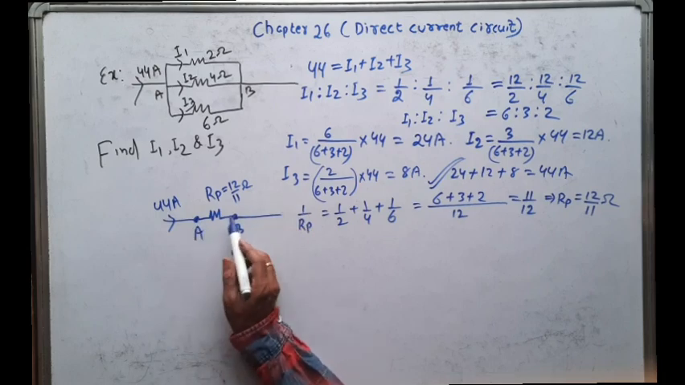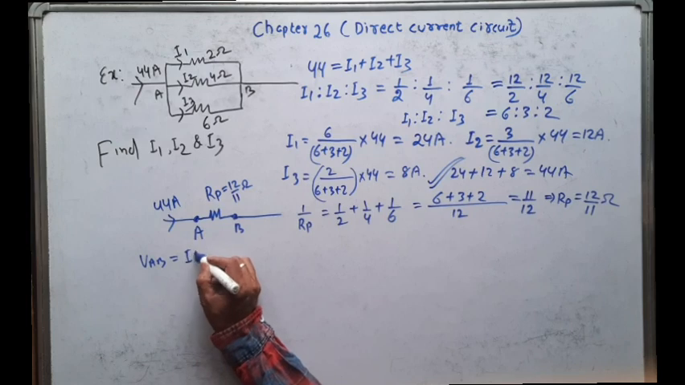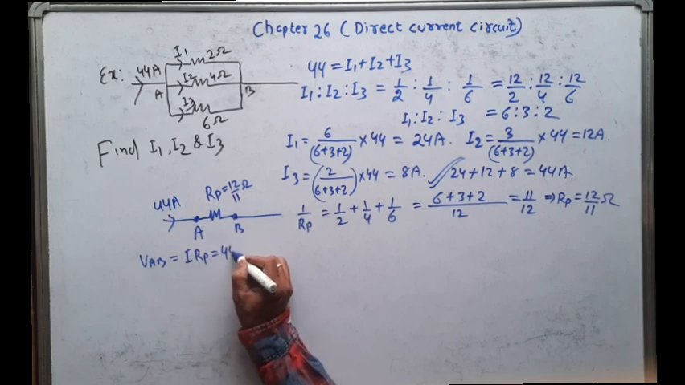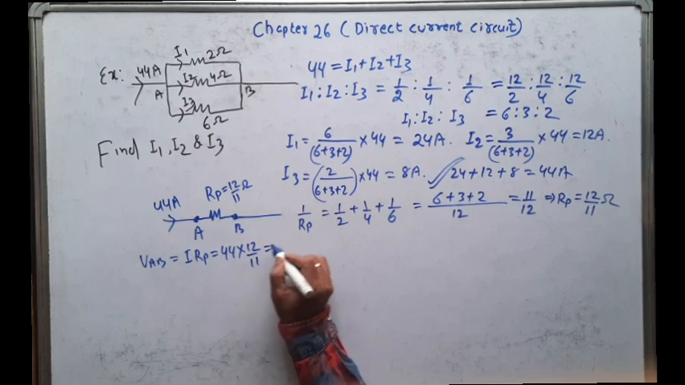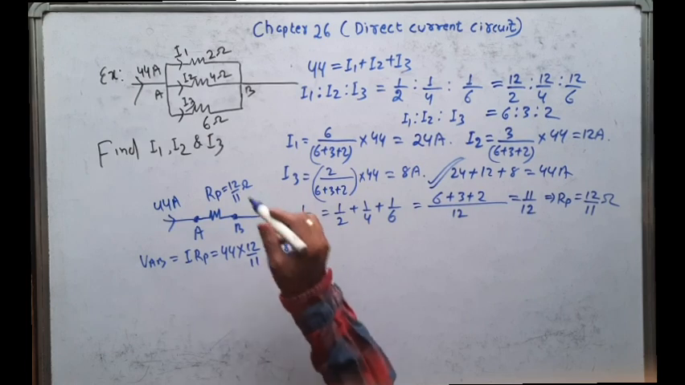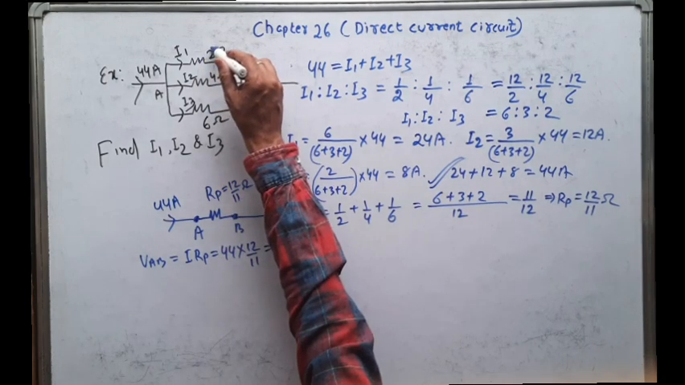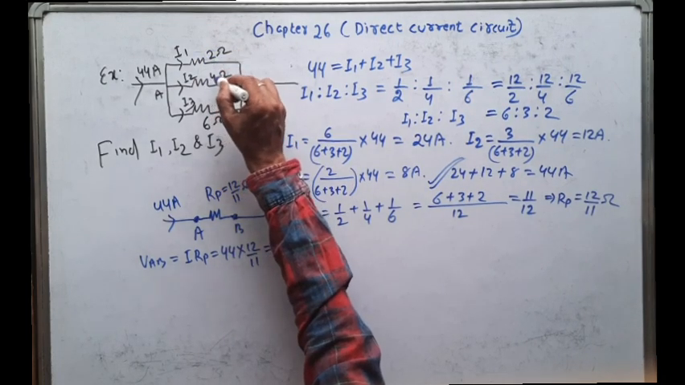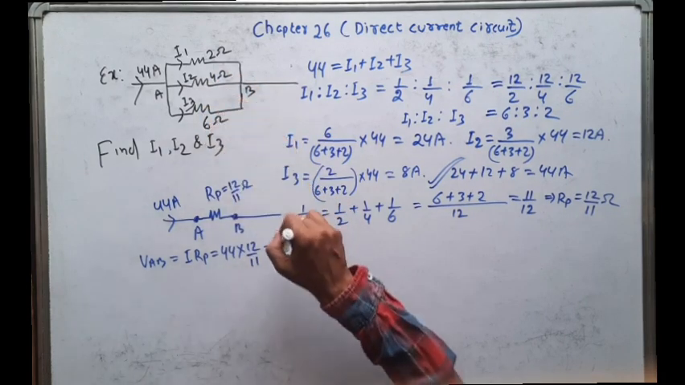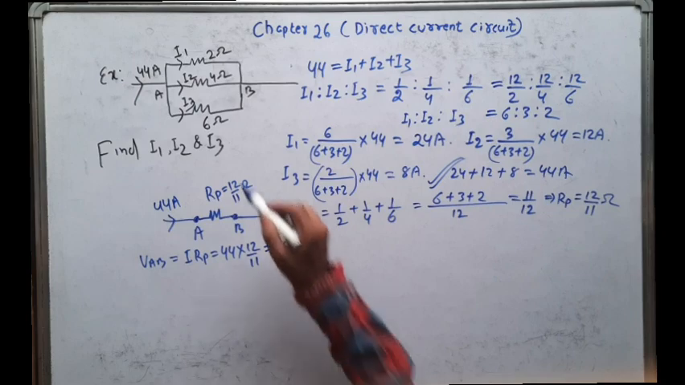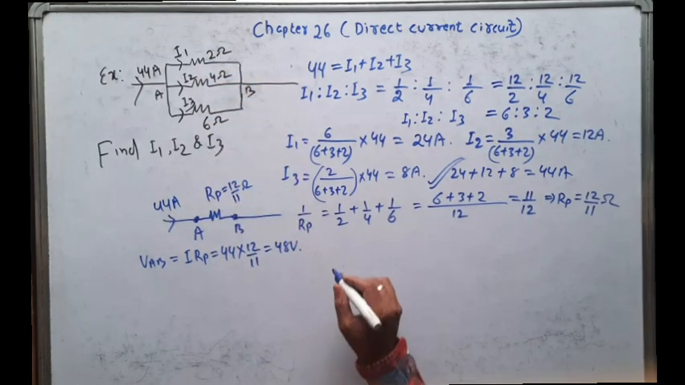Then what is the voltage across A and B? Voltage across A and B is nothing but I into Rp. So I is 44, Rp is 12 by 11, so that is equal to 48 volt. Since the voltage across A and B is 48 volt, the voltage across 2 ohm is also 48, across 4 ohm is also 48, across 6 ohm is also 48, because the potential difference remains the same across each resistor in parallel connection.